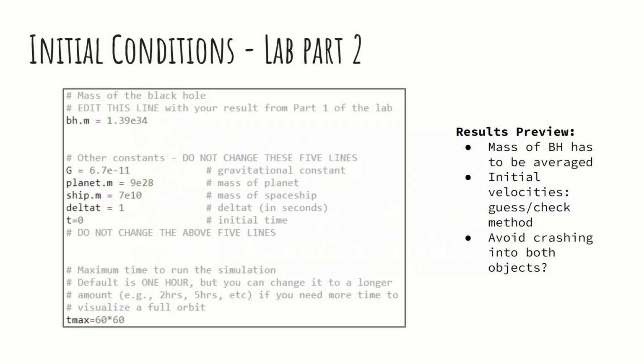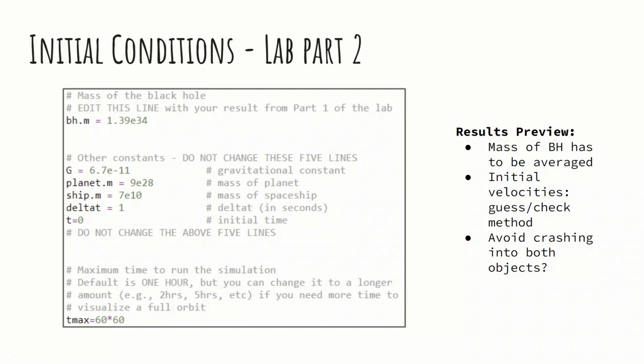The initial conditions for part 2 of the lab include G, the planet and ship mass, the time step delta t, the max simulation time, of which I used the default of 1 hour, and the mass of the black hole calculated in part 1. So delta t is only 1 second here because we are not looking for a full orbit, but rather if the spaceship can avoid the black hole.